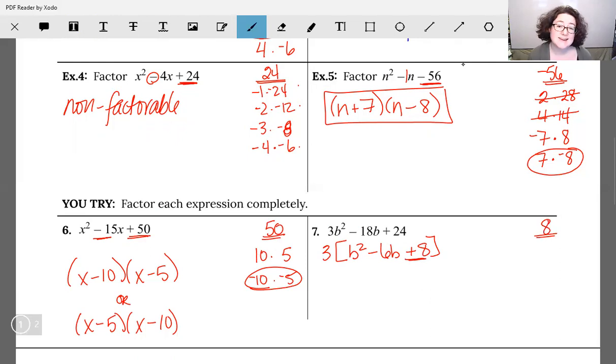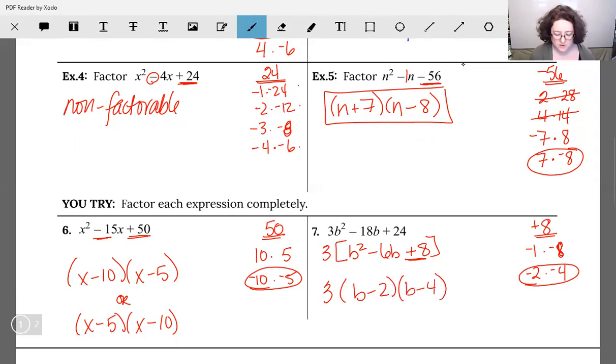But because we're trying to get a negative 6 in the middle, we want to look at combinations of positive and negatives. Again, how can I multiply to make a positive but still involve negative numbers? Negative times negative. And because our value is kind of small, we don't have too many to check. We could do negative 1 times negative 8, and we could do negative 2 times negative 4. Well, when I add negative 2 plus negative 4, that gives me my negative 6. So my factoring is b minus 2 and b minus 4.